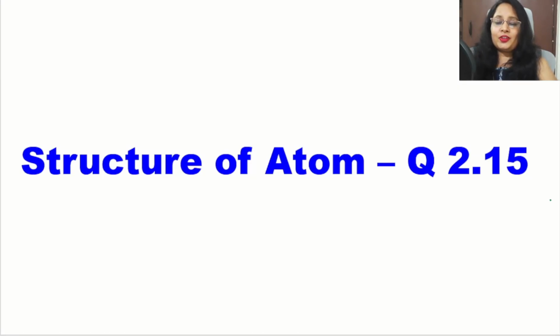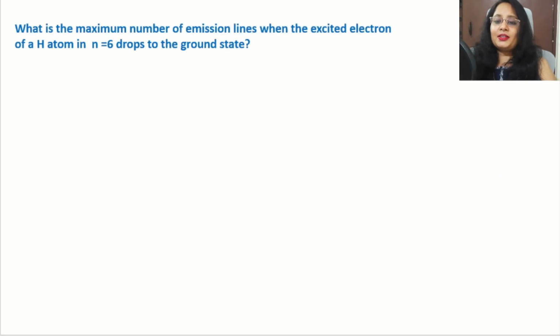So friends, today's video is question number 2.15 from NCERT textbook class 11, and the chapter name is Structure of Atom. So let's check the question. What is the maximum number of emission lines when the excited electron of a hydrogen atom in n equals 6 drops to the ground state?